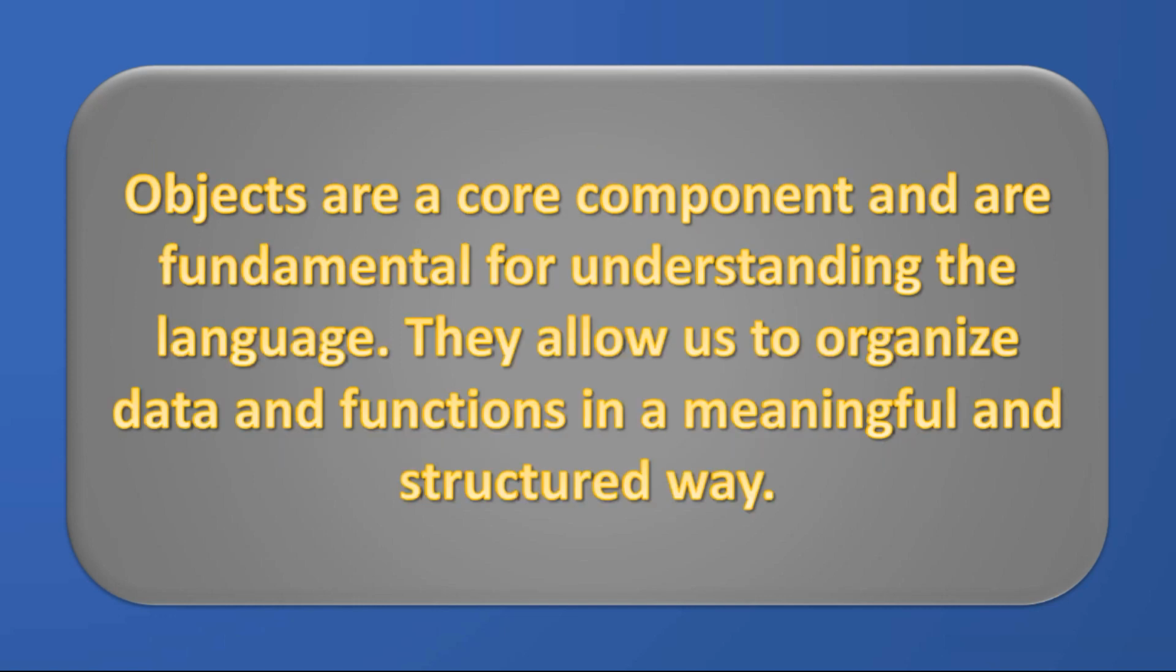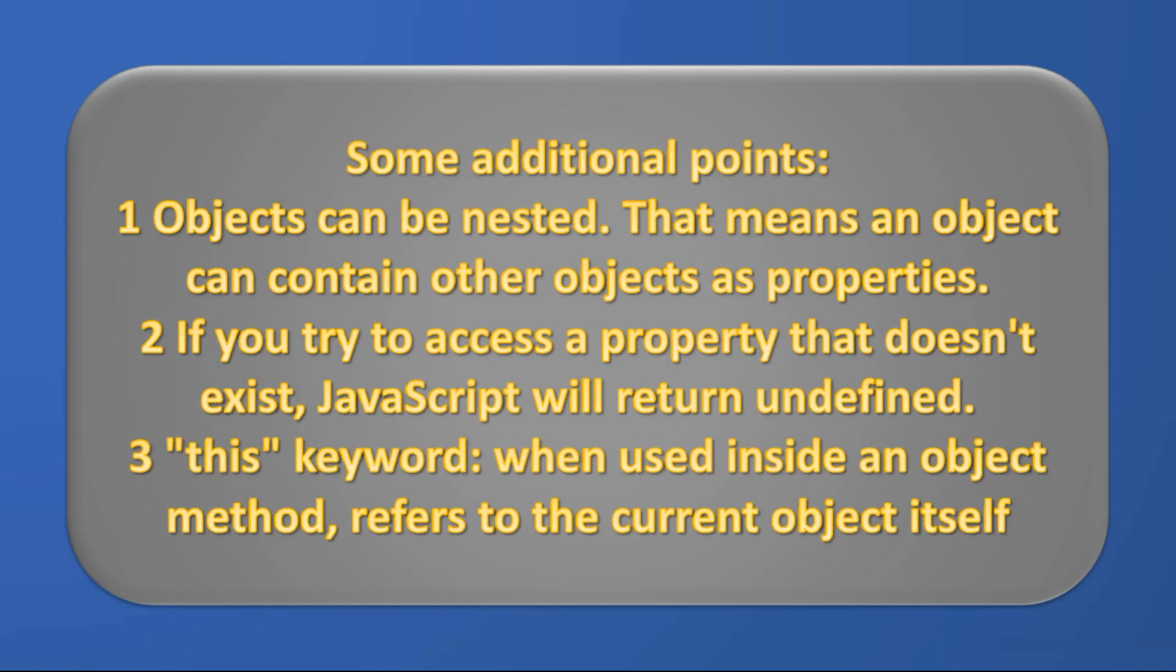Objects are core components and are fundamental for understanding the language. They allow us to organize data and functions in a meaningful and structured way. Some additional points. First, objects can be nested. That means an object can contain other objects as properties. Second point, if you try to access a property that doesn't exist, JavaScript will return undefined. Third point, the this keyword, when used inside an object method, refers to the current object itself.